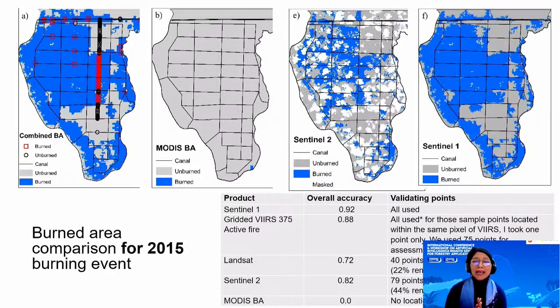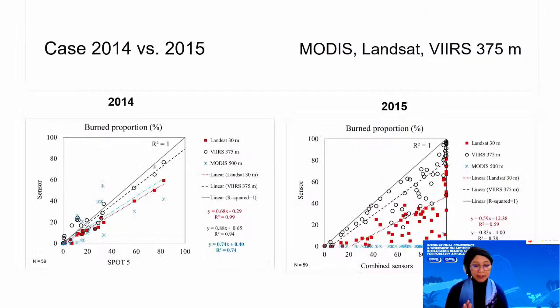And then the Sentinel-1, surprisingly, I would say, was the most prominent sensor available to map the burned areas in 2015 for this site, as you can see on panel F. Combining all data from the multiple sensors filled the MODIS burn area gap by 99% in 2015 and about 17% in 2014. Next, please.